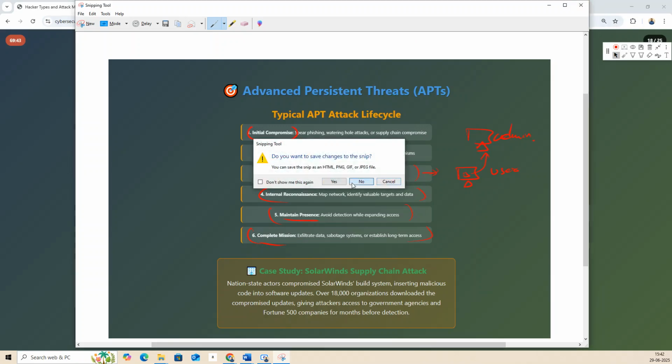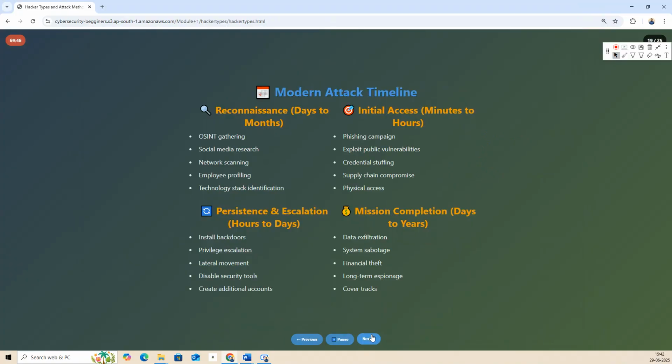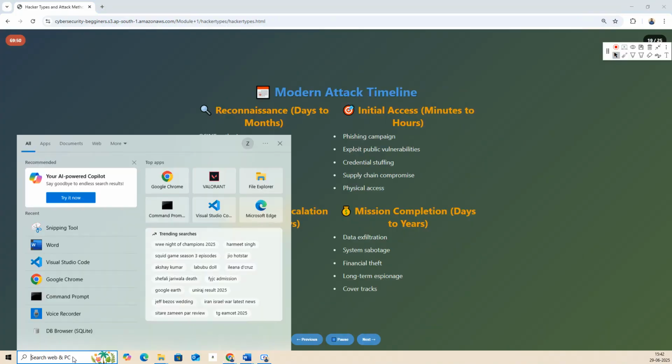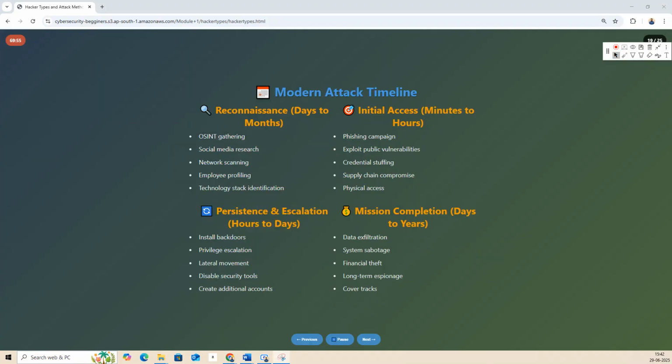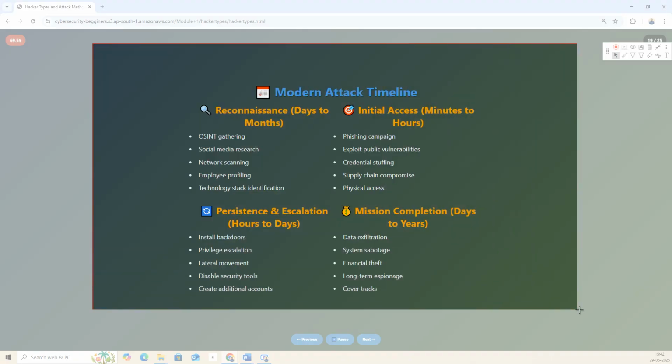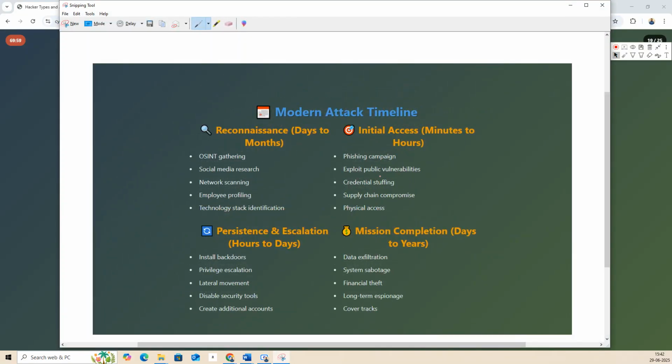Okay, let's move on to our modern attack timelines. Let me show you how modern attacks unfold in real time, because understanding the timeline can help you detect and respond more effectively. The reconnaissance phase, right?